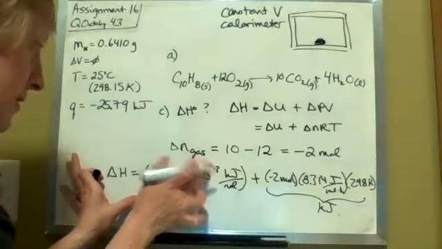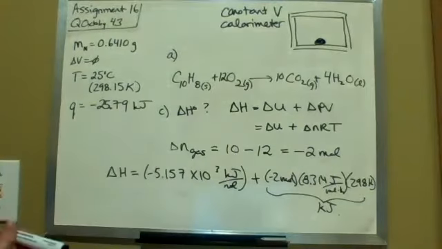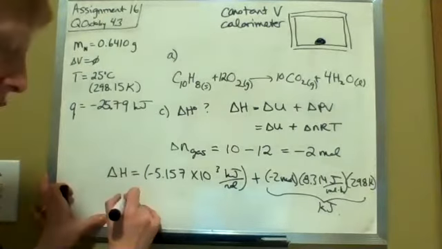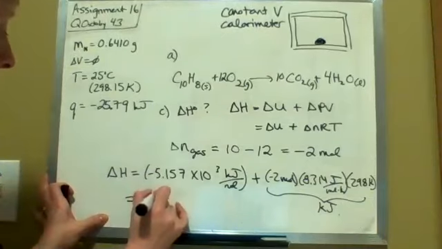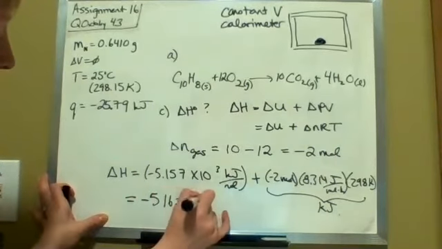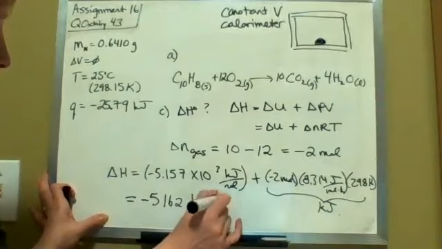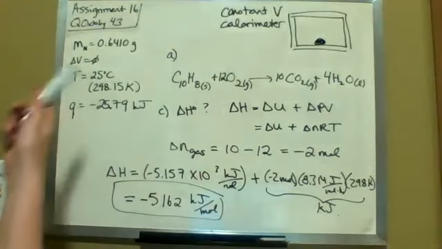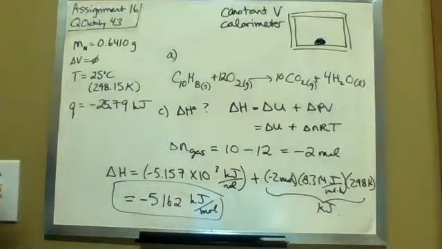Sorry, that's not minus 3. That should be plus 3. Okay, that should be 5,000. So doing that, your delta H becomes minus 5,162 kilojoules per mole. So that's the enthalpy of combustion of our naphthalene.